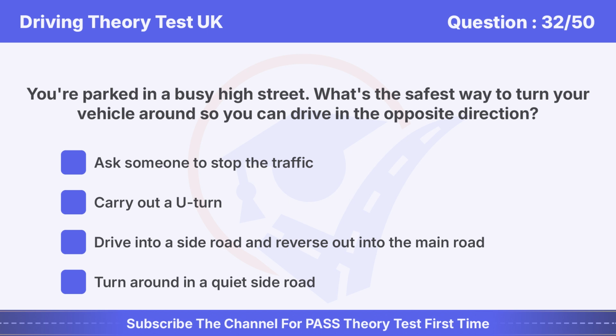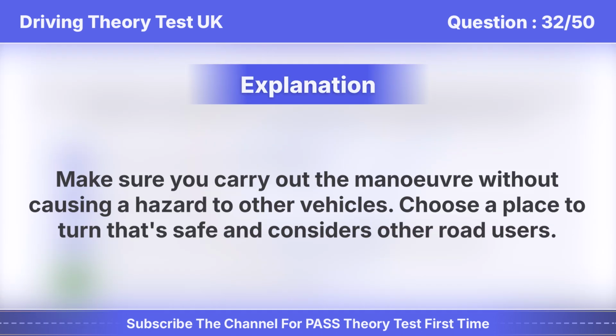Question 32. You're parked in a busy high street. What's the safest way to turn your vehicle around so you can drive in the opposite direction? Answer is D. Turn around in a quiet side road. Make sure you carry out the maneuver without causing a hazard to other vehicles. Choose a place to turn that's safe and considers other road users.